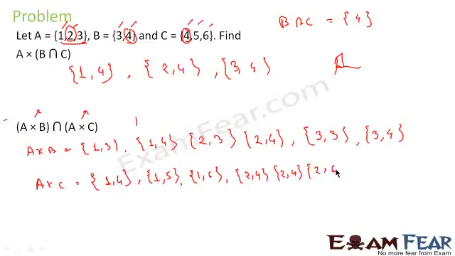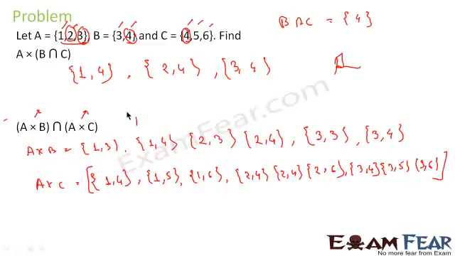Similarly, this is complete, so we'll take the third element of A. So it will be 3 comma 4, because in A cross C, it is the third element of A and the first element of C. Then 3 comma 5 and 3 comma 6. So this completes the whole set of A cross C.